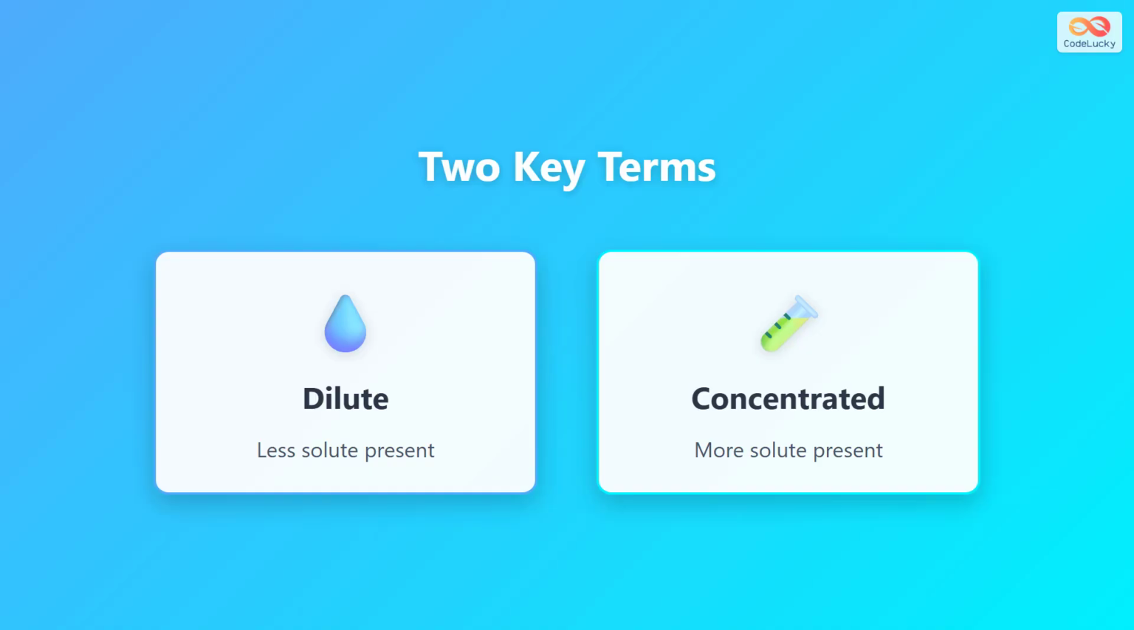There are two important terms you need to know when discussing concentration. First is dilute. A dilute solution has less solute present relative to the amount of solvent. Second is concentrated. A concentrated solution has more solute present relative to the amount of solvent. These are relative terms that help us quickly describe whether a solution is weak or strong.